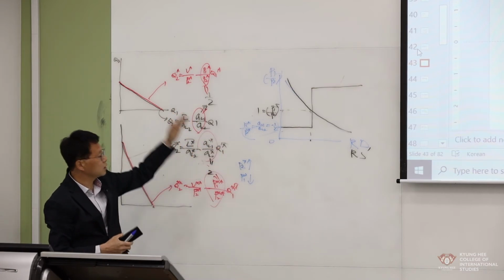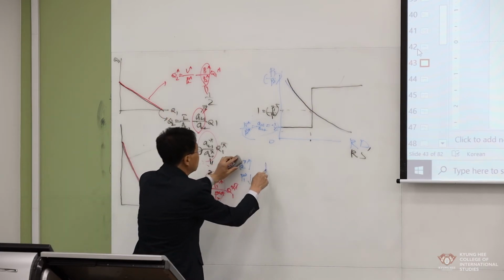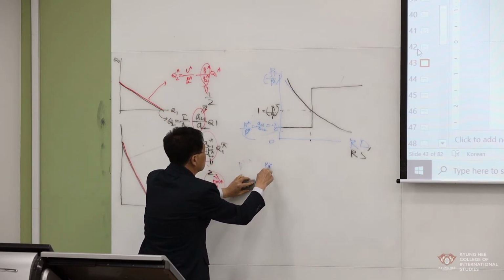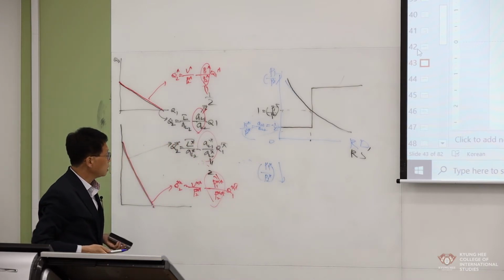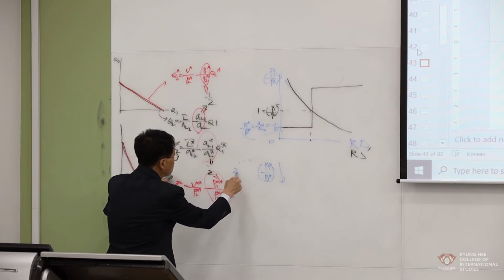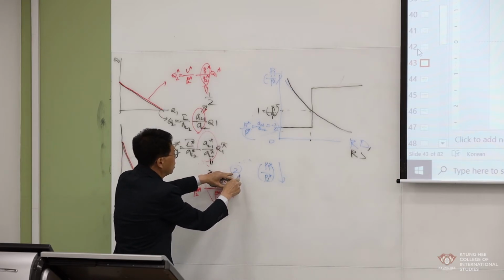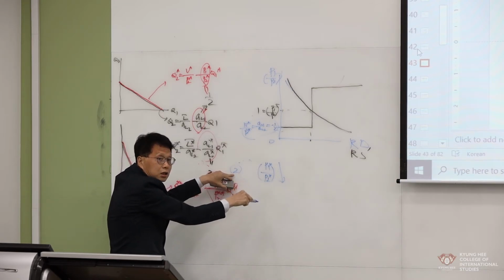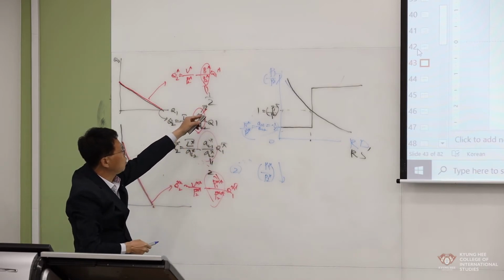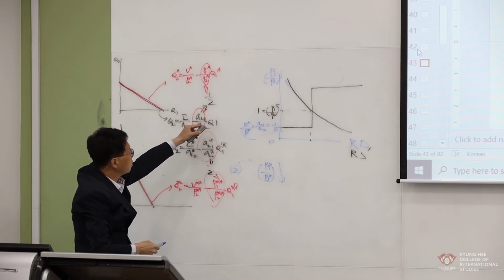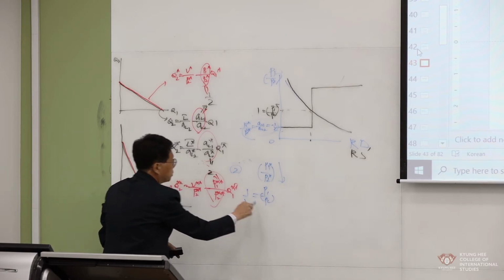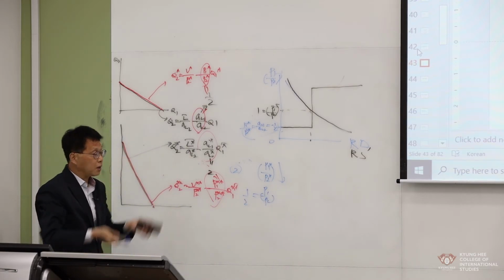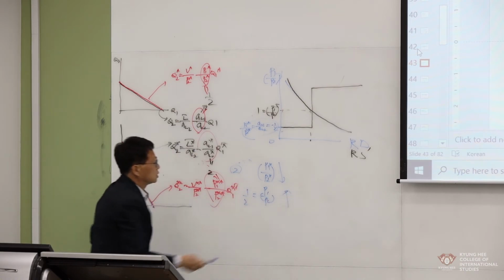So P2 over P1 increases. In other words, P1 over P2 in foreign decreases. Right? In autarky situation, that was 2. After trade, relative price declines. The opposite thing happened in home. In autarky situation, P1 over P2 was half. Right? In autarky. But after trade, this one increased.